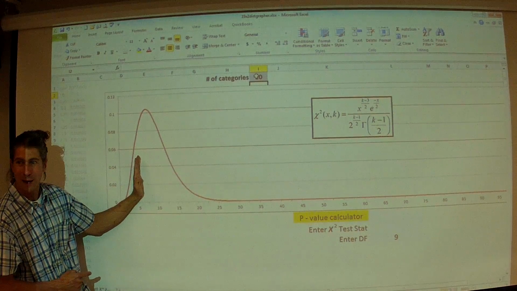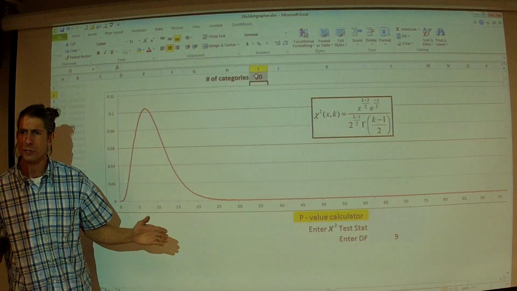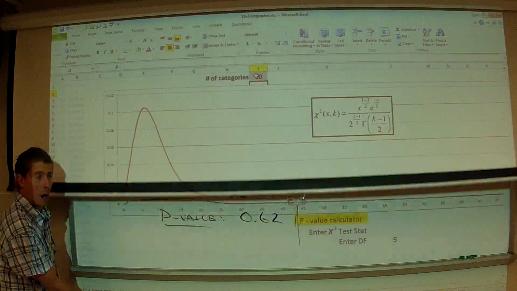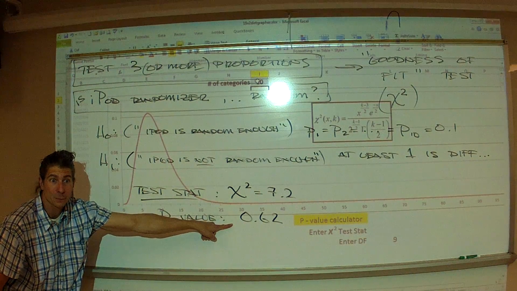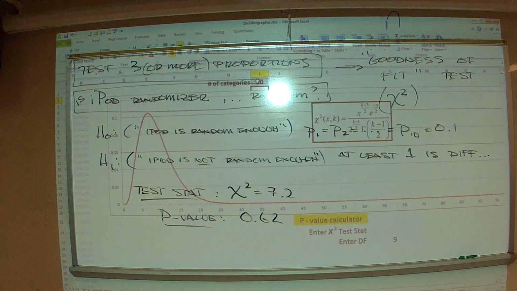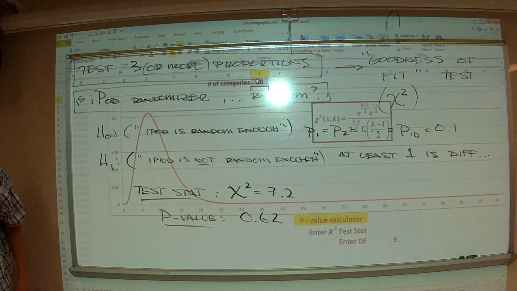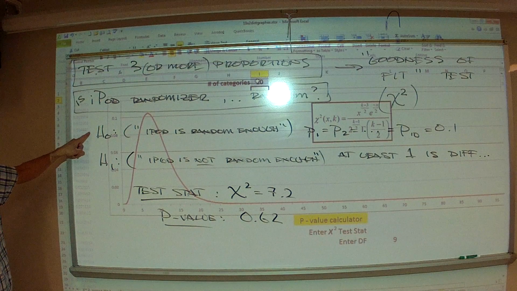And if you form the p-value by shading all the curve over that way, you're shading a huge chunk of the curve. How much of the curve again? 62%. Right? You've got 2/3 of the curve shaded. So what does that tell us about the randomizer on the iPod? It's random. It sounds like it's working. Who do we believe? Not. That's exactly right. We believe this guy.